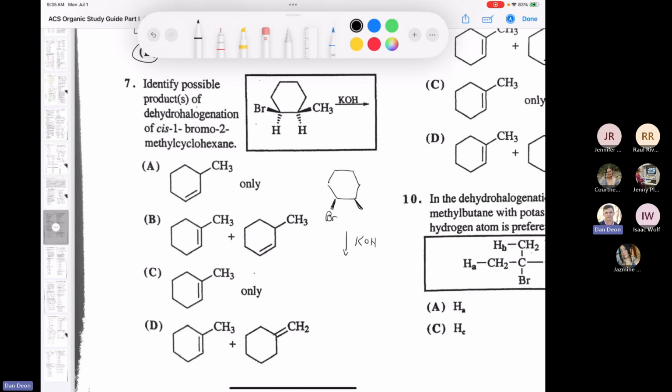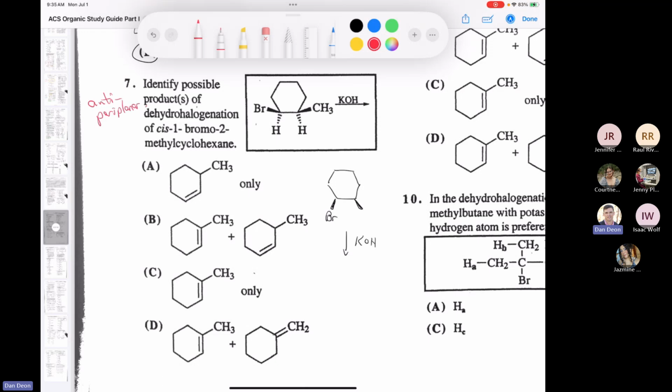Well, you notice that there's no substitution products here, none. These only have double bonds. So that means they're only talking about elimination. You would get some substitution as well here, but they're just saying, what are the elimination products? That's it. So remember that the bromine, the leaving group, and the hydrogen have to be anti-periplanar.